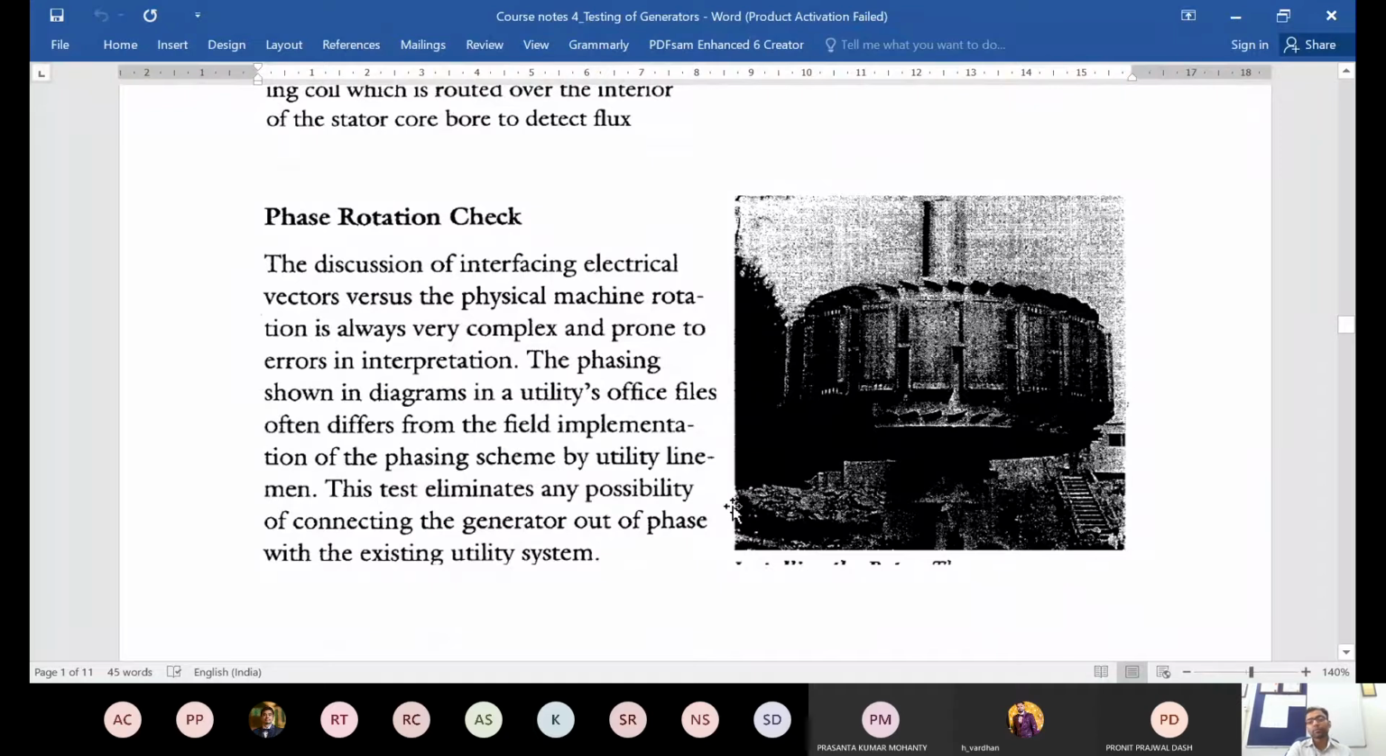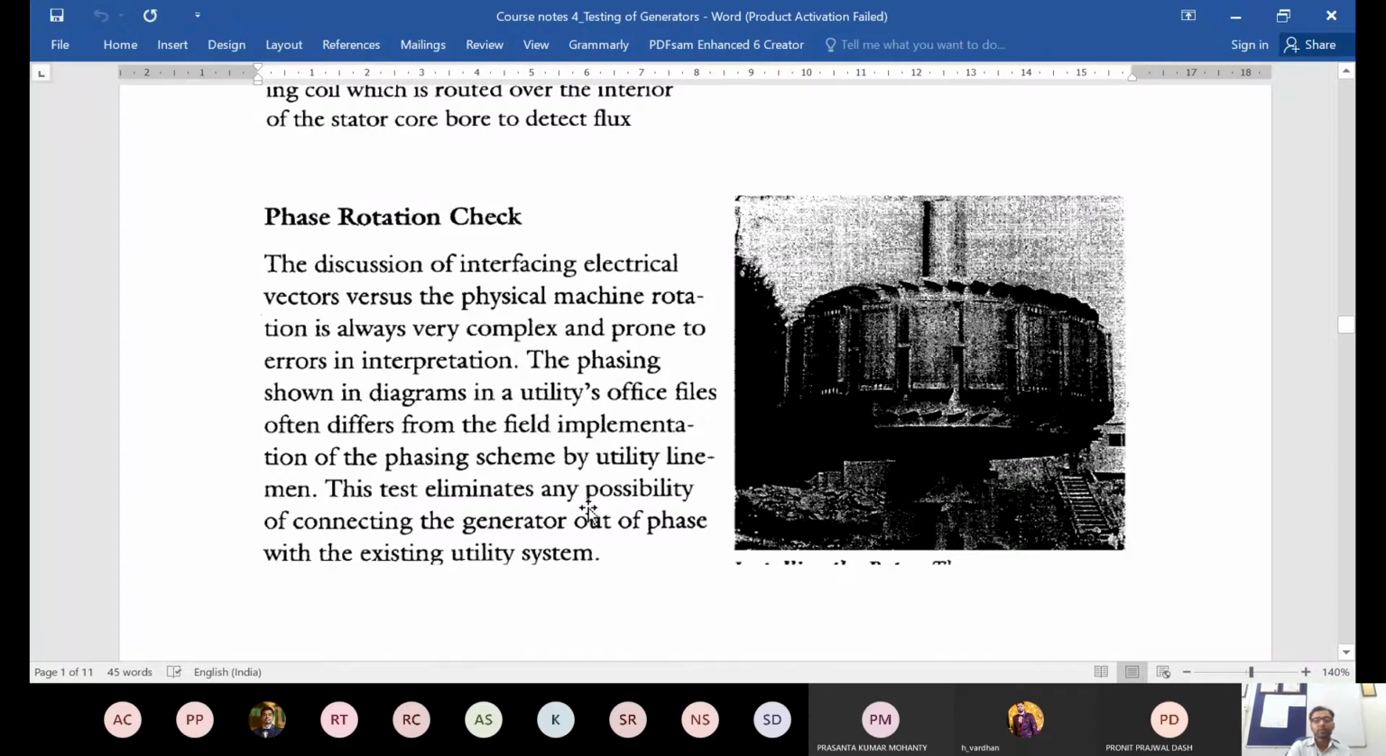Because such a large number of poles are there, the winding will be much more complex. In terms of electrical vectors, it is easy to draw, but how you physically have the winding with respect to those vector arrangements is quite complex, and there might be some errors in putting the winding properly. So the phasing shown in diagrams in a utility's office files often differs from the field implementation of the phasing scheme by the utility line method. So that is a chance that it can occur.